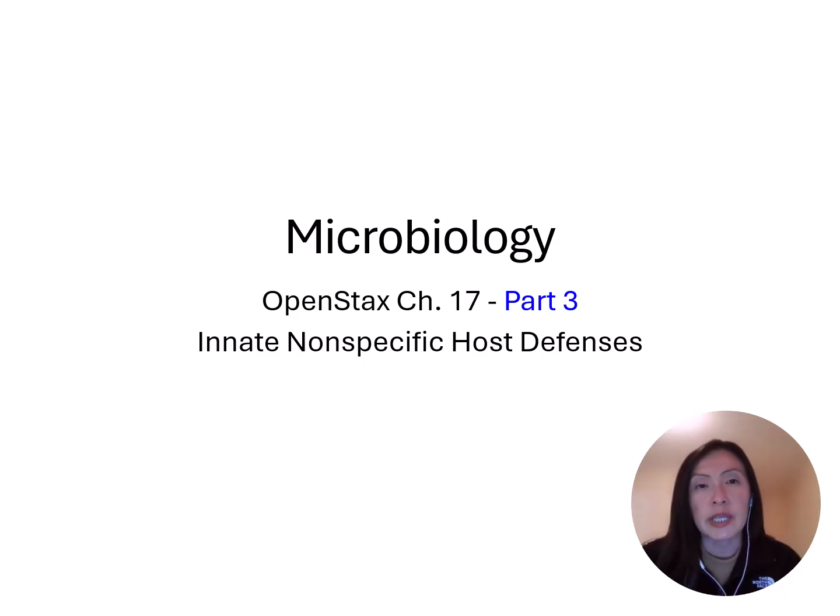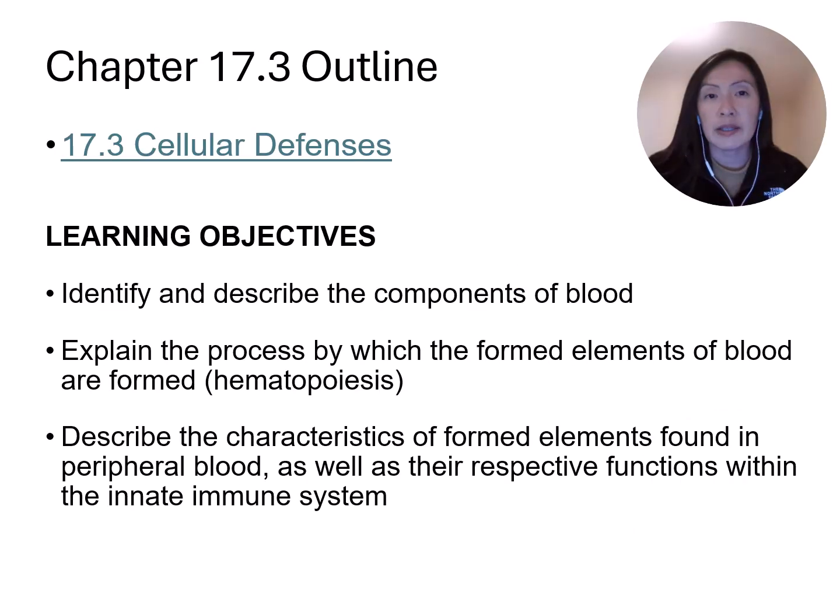We'll look at the different types of blood cells, where they come from, and how they protect the body from infection. By the end of this video, you should be able to identify and describe the components of blood, explain how the formed elements of blood are produced through hematopoiesis, and describe the major types of leukocytes, their appearance, and their functions within the innate immune system.